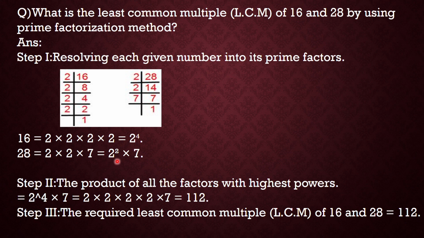This is the main difference between LCM and HCF. Okay, don't get any confusion. It is very easy. See here, now I have taken 2 to the power 4 into 7. So 2 to the power 4 is nothing but 2 into 2 into 2 into 2, into that 7. When we multiply, we obtain the answer 112. So the required least common multiple of 16 and 28 is 112.